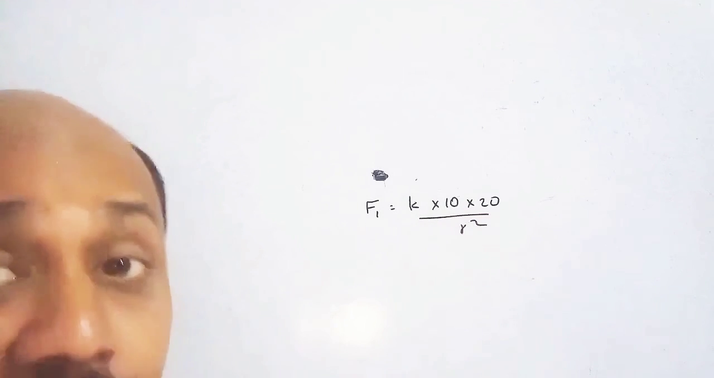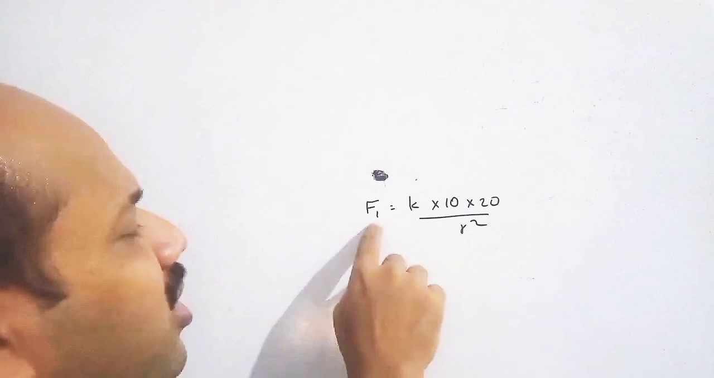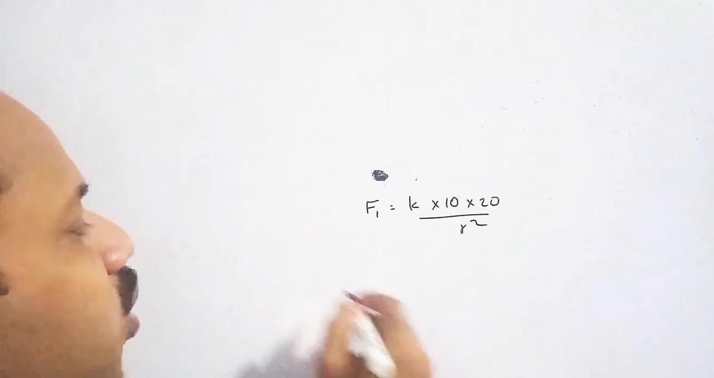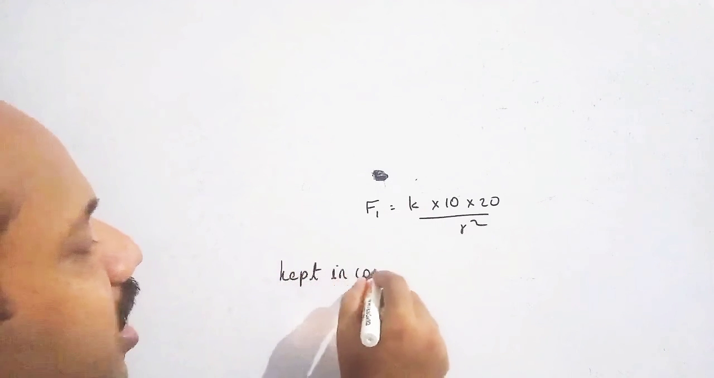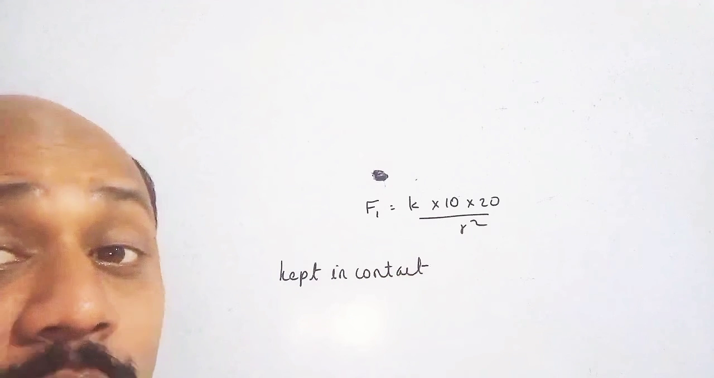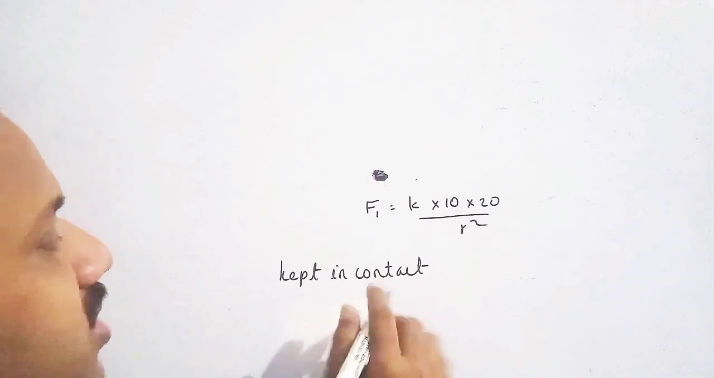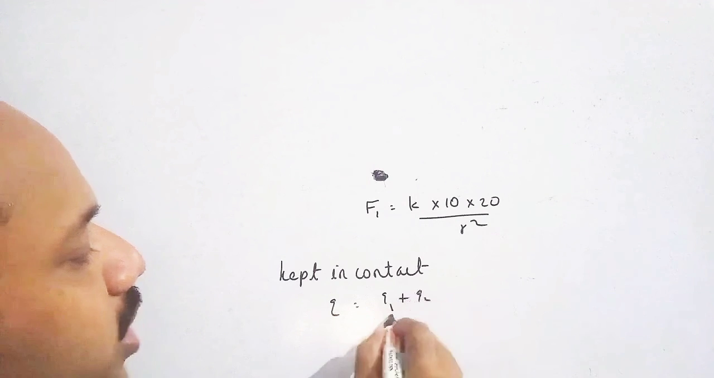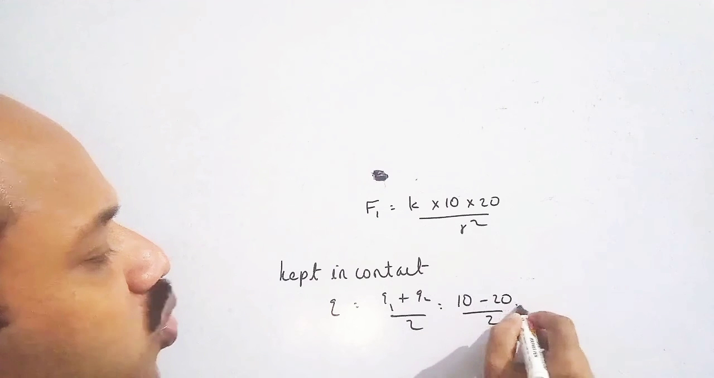We are not changing the unit. That is why I am taking microcoulomb itself as the unit of charge, and I want the magnitude only, that's why I am not using the negative sign. Now, when similar spheres are kept in contact, they share the charge equally, as they are spheres of equal radius. The new charge is equal to Q1 plus Q2 by 2, that is 10 minus 20 divided by 2, that is minus 5.